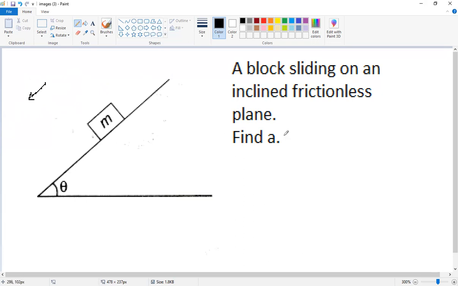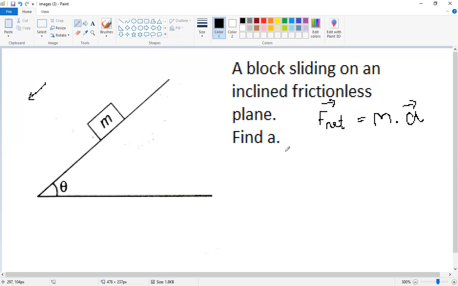Now to find A, first we have to represent the forces that are acting on the block. We have to use Newton's second law, right? Which tells us that the sum of the external forces that are acting on the system is equal to the mass of the block or the system times its acceleration. So we have to use this formula, Newton's second law.